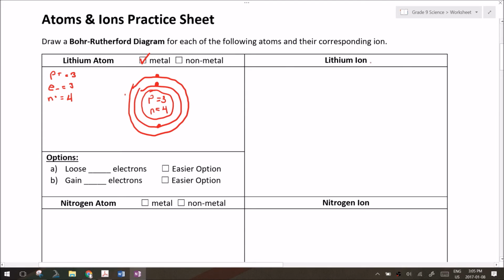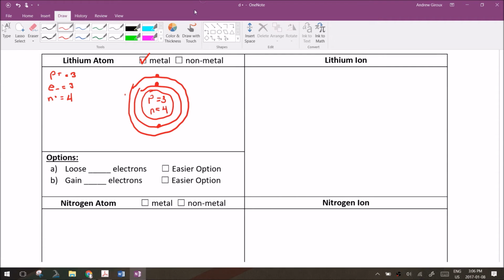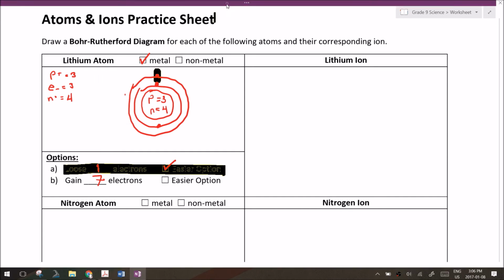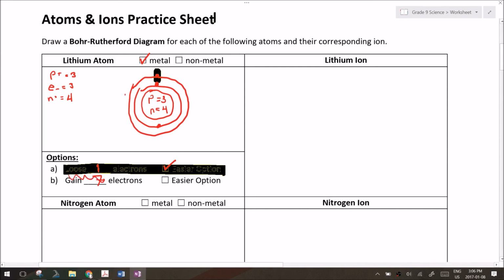If I were to come over here and draw the ion, I have to consider my 2 options. So the 2 options for lithium is, if we look at our valence shell, we could get rid of this electron. So we could lose 1 electron, or we could gain 7. Which one of these takes less work? Losing 1 or gaining 7? The easier option here is to lose 1. And so when we draw our lithium ion, we need to do this option right here. You will not see this option because it takes too much energy.